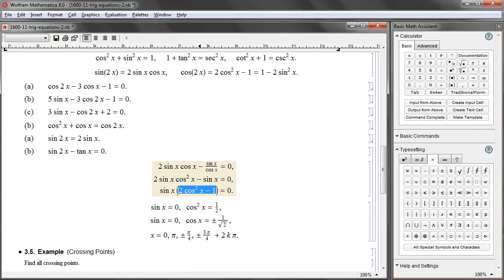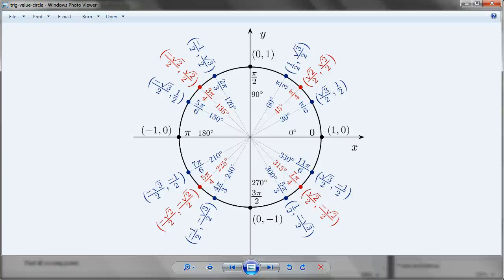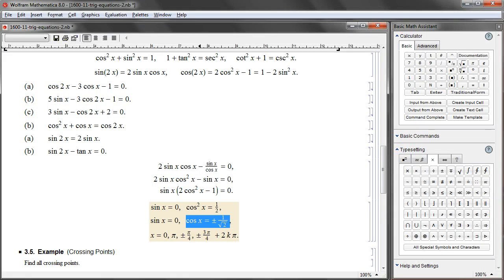2 cosine squared is 1, so cosine squared is 1/2. Consequently, cosine of x has to be plus or minus 1 over square root of 2, or plus or minus square root of 2 over 2. And what are they? Pi over 4, 3 pi over 4, those give you square root of 2 over 2, or 1 over square root of 2. And then 5 pi over 4 and 7 pi over 4 give you negative of those. We have plus or minus, so they all qualify.